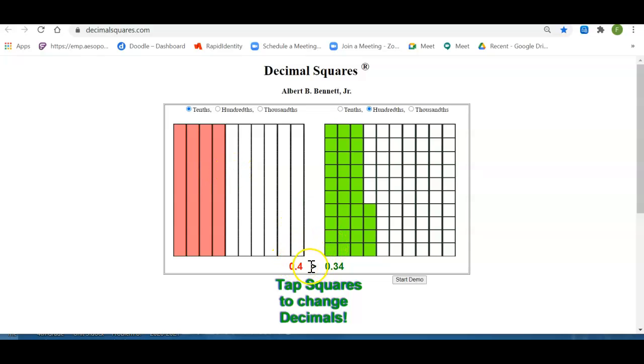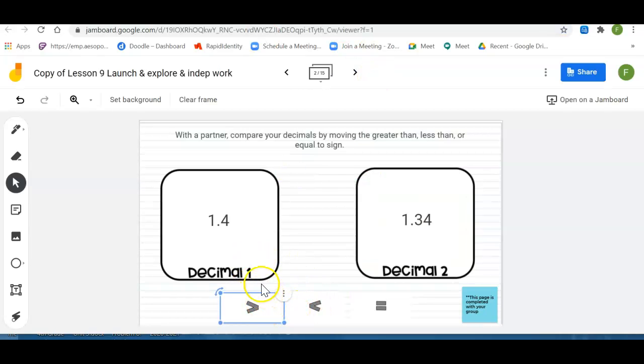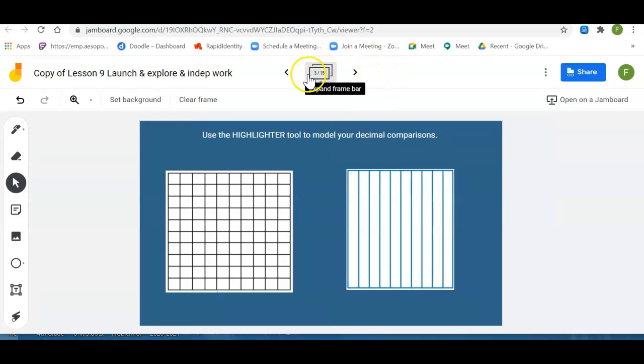All right, so that's my comparison. 4/10 is greater than 34/100. So now I can go back to our Jamboard, and 1 4/10 is greater than 1 34/100. So I can use this symbol and move it up. So that's going to be my answer for that. And so that's the comparison.